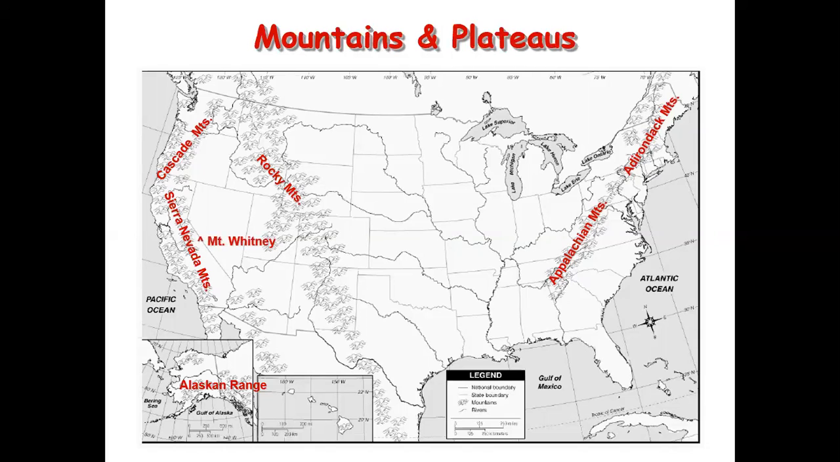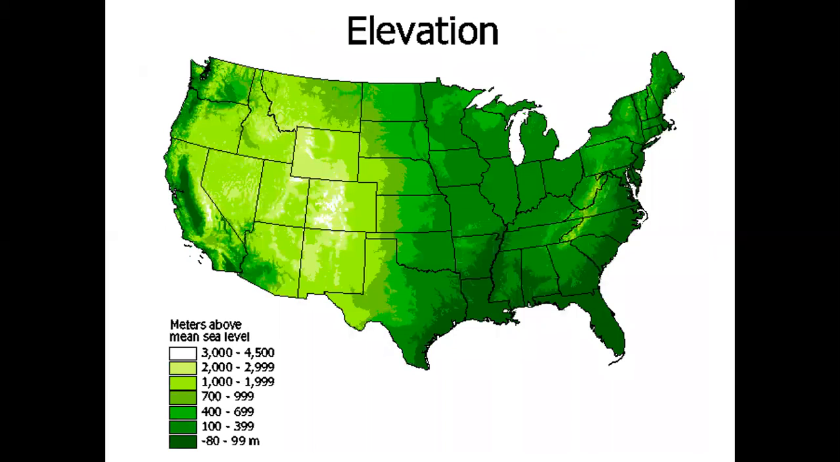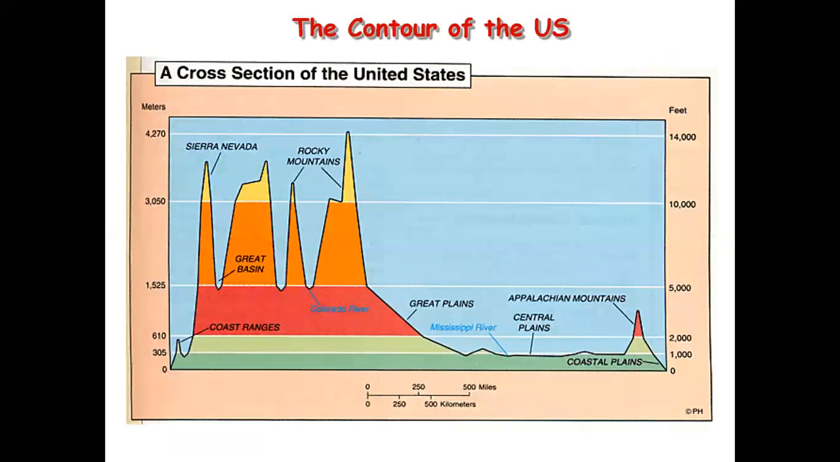Mount Whitney, one of the tallest mountains on the continent, as well as Mount McKinley in Alaska. There's Pikes Peak. And now elevation. This shows right here that for the most part, the United States is anywhere from like 80 to 400, 600 meters in elevation from sea level. Then, of course, you get to the Rocky Mountains and it just drastically shoots up. All right, we've already seen that.